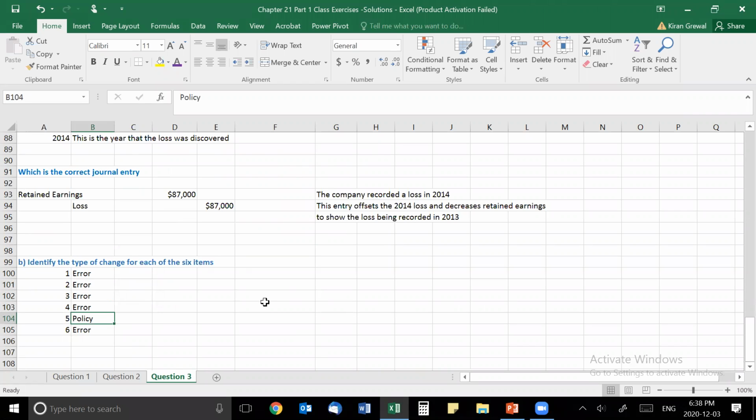All right, so I hope these examples kind of got your brains rolling and helped you understand what type of journal entries we would do when there are accounting changes.